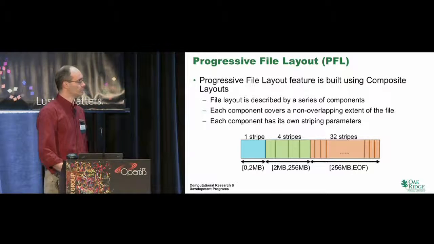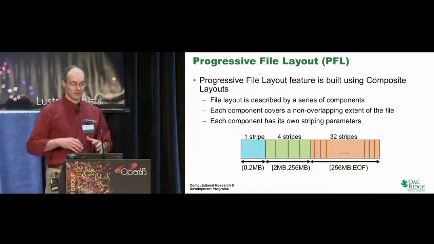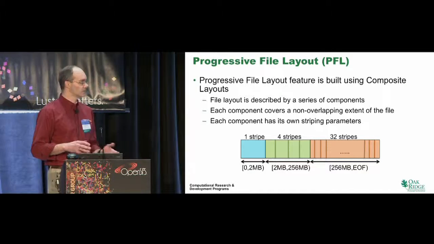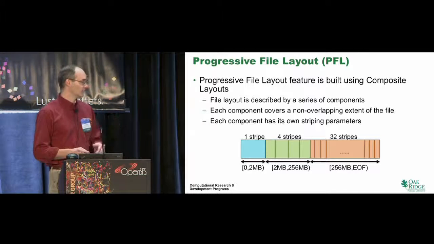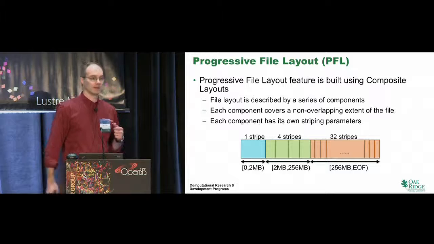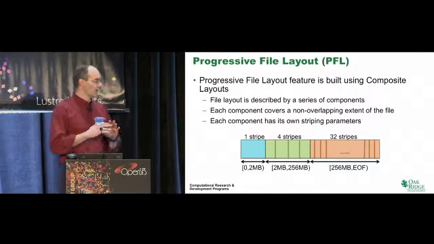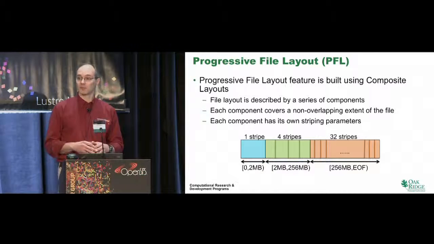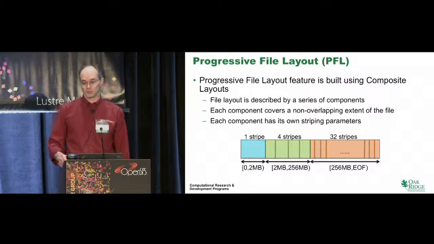So the progressive file layout feature is really a way of describing a file layout by a series of components. Each component covers a non-overlapping extent of the file, and each component has its own striping parameters that are set independently. Here I've given a simple example of what a PFL layout might look like. You might say, well, the first 2 megabytes of the file is going to be stripe count 1. After that, up to the 256 megabytes, I'm going to stripe it over 4 OSTs, and then anything after that, I'm just going to stripe over 32 OSTs.